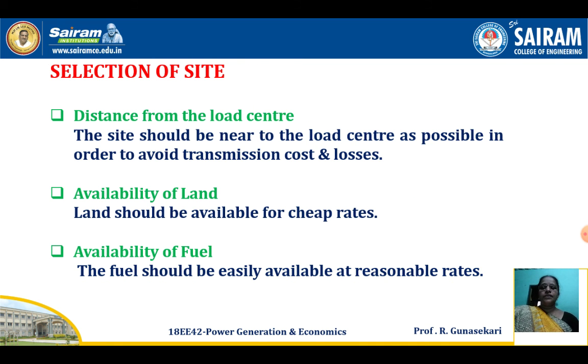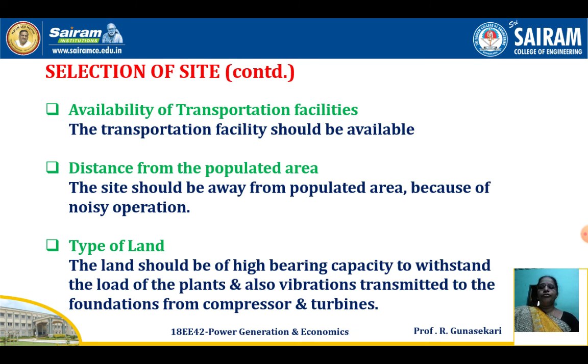So for the selection of site, we can consider these factors, then only you can select the site of the gas turbine power plant. Once again I recall: the first factor is distance from the load center, second is availability of land, third is availability of fuel, fourth is availability of transportation facilities, and fifth is distance from the populated area. The last one is type of land. So these six factors are to be considered before selecting the site of a gas turbine power plant.